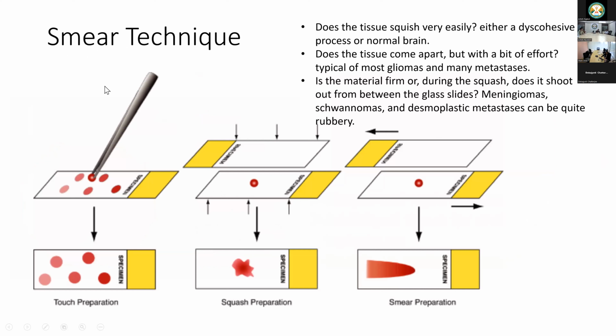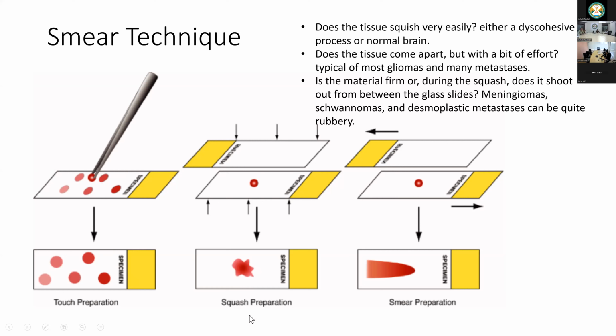So what are the techniques used? So basically 3 techniques can be used. One is the touch preparation, where we just touch the tissue with forceps onto the slide. This can be advantageous in loosely cohesive tissues like the pituitary adenomas and the lymphomas. However, tissues like the glial tumors or tumors with increased reticulin will not give a good result.